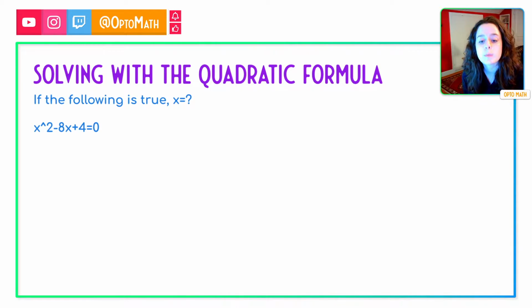Solving with the quadratic formula. If the following is true, x equals what? And we have the quadratic x squared minus 8x plus 4, and that equals 0.